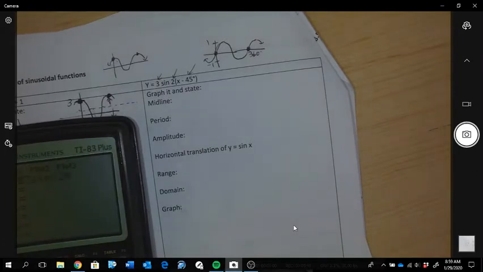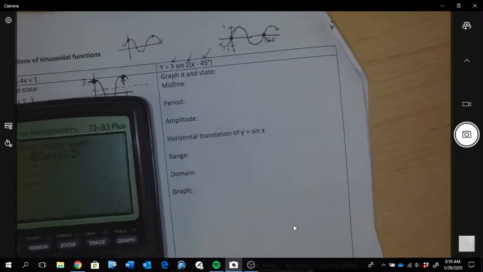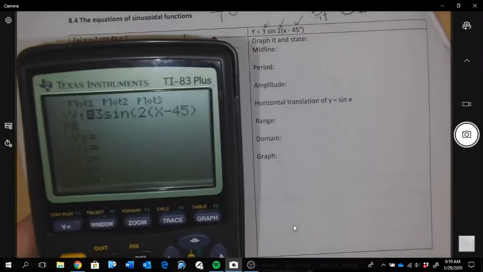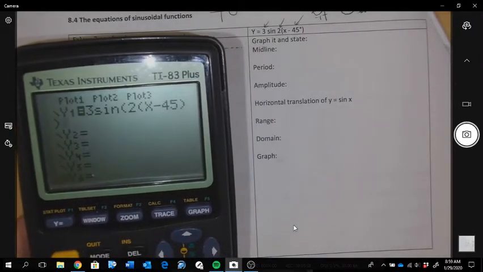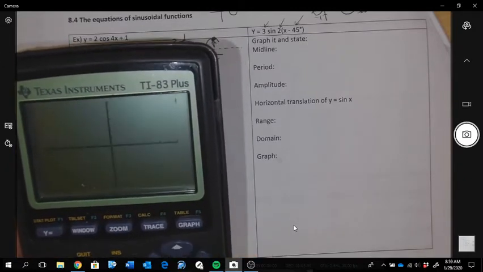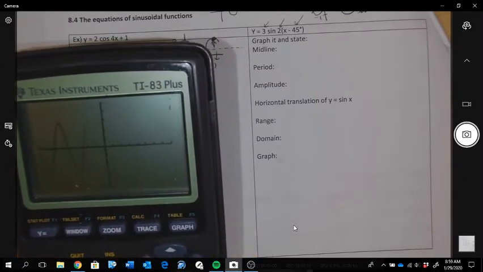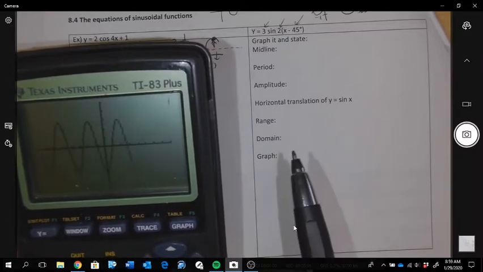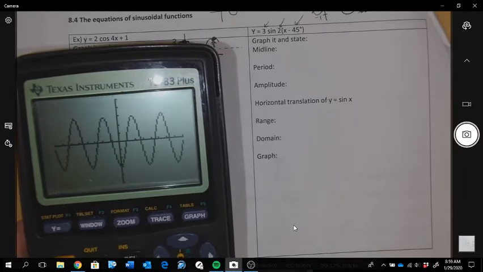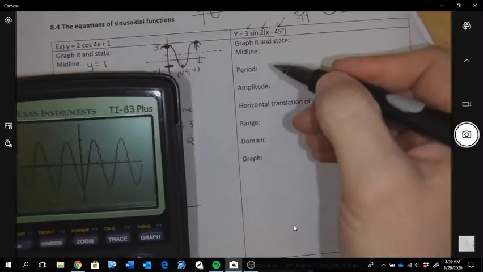So 3 sine of 2x, this is kind of funny to type in, you might have to do some brackets. I had to do some extra brackets there: sine of 2x minus 45 in another bracket like that. Remember I started with my calculator in degree mode and I'm inputting 45 degrees. Okay, so midline.